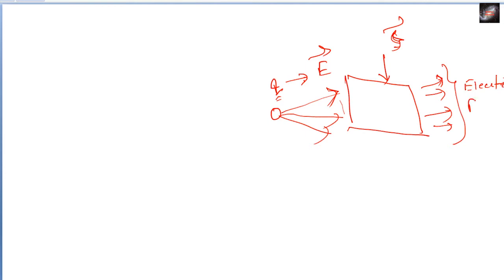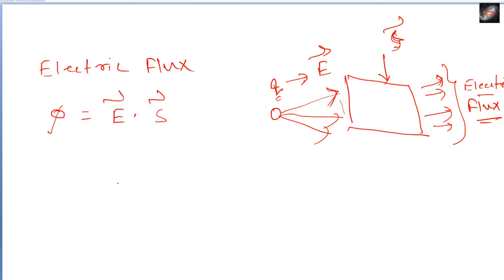In the previous example we defined the amount of air as air flux, and here the amount of electric lines of force which is entering into the room is known as electric flux. Now this electric flux can also be defined. Electric flux phi is equal to E dot S. E dot S means E into S into cos theta. This is simply the dot product.